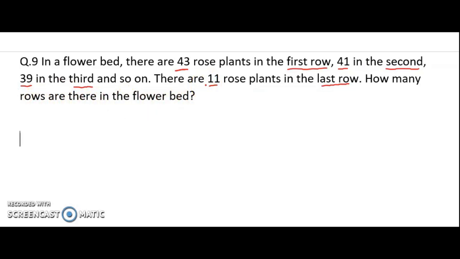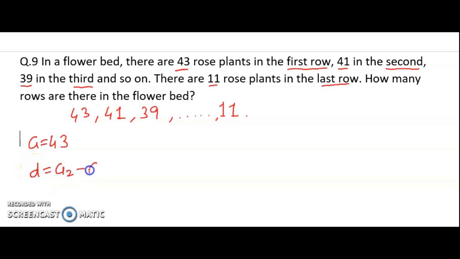So if you see the question, there are 43 rose plants in the first row. So the first term is 43, 41 in the second row, 39 in the third row, and so on, and 11 rose plants in the last row. So here the first term of the arithmetic progression is 43. Then if you want to find out the common difference, the formula is a2 minus a1. So a2 means the second term, that is 41, and the first term is 43. So the common difference is minus 2.